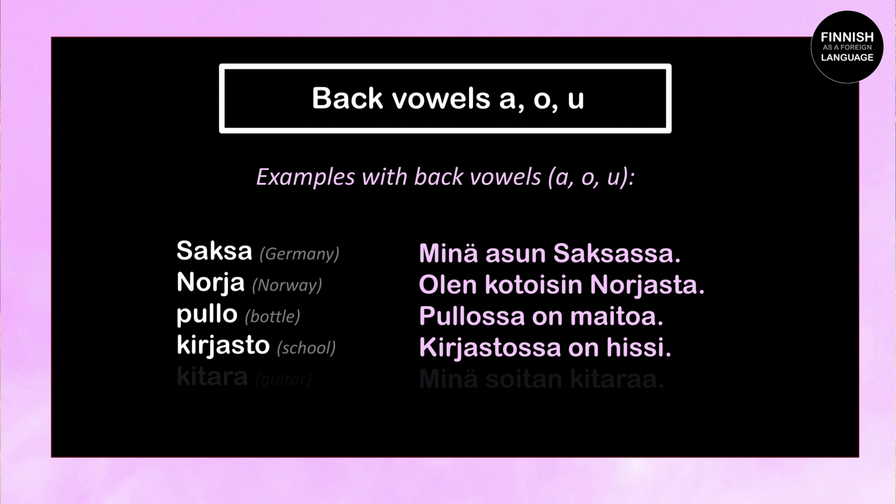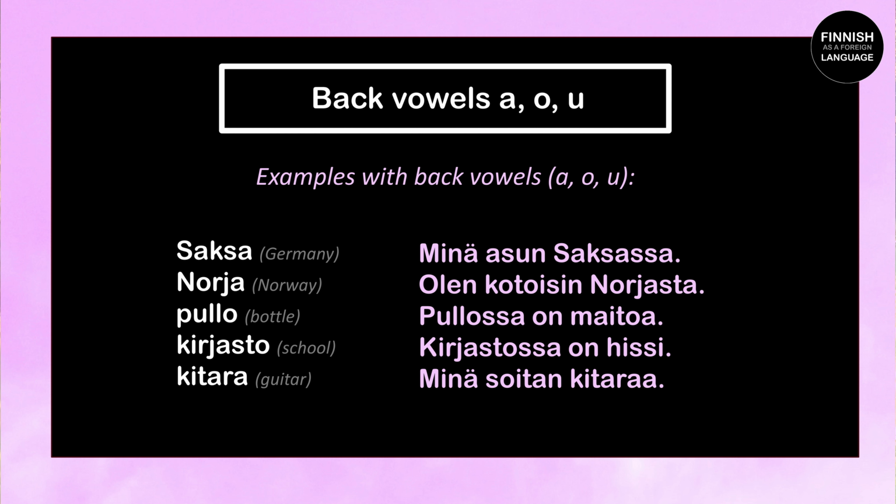And the last example, minä soitan kitaraa means I'm playing guitar. Kitaraa here is the partitive case of the instrument kitara, which consists of a mix of a neutral vowel plus two back vowels. So that's why we have to add the partitive ending a here.